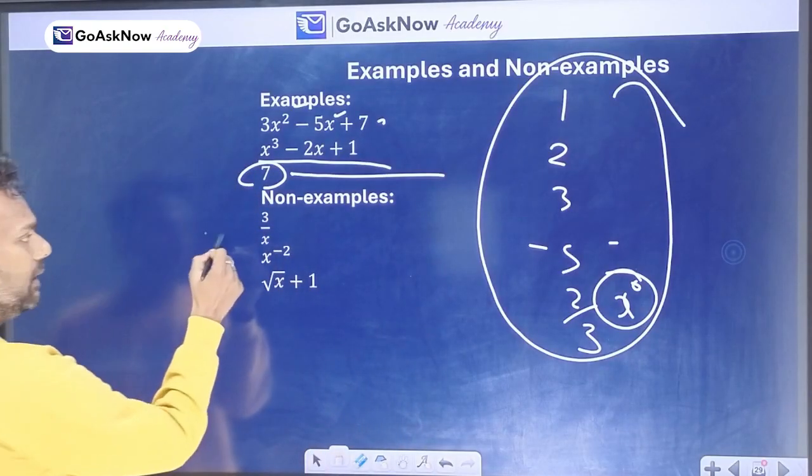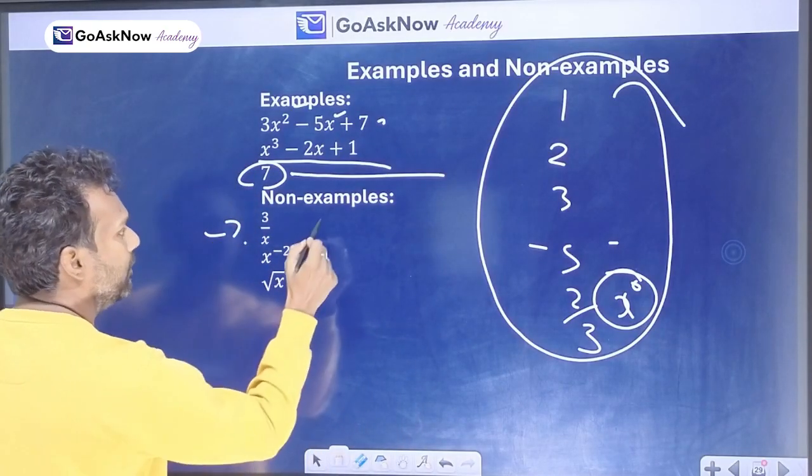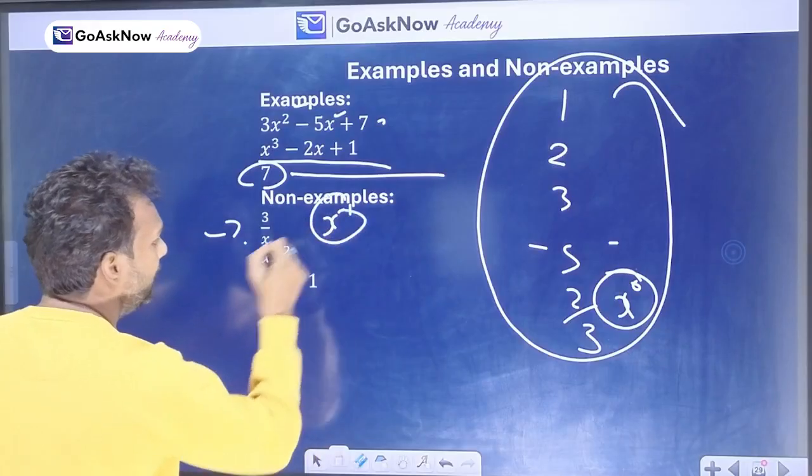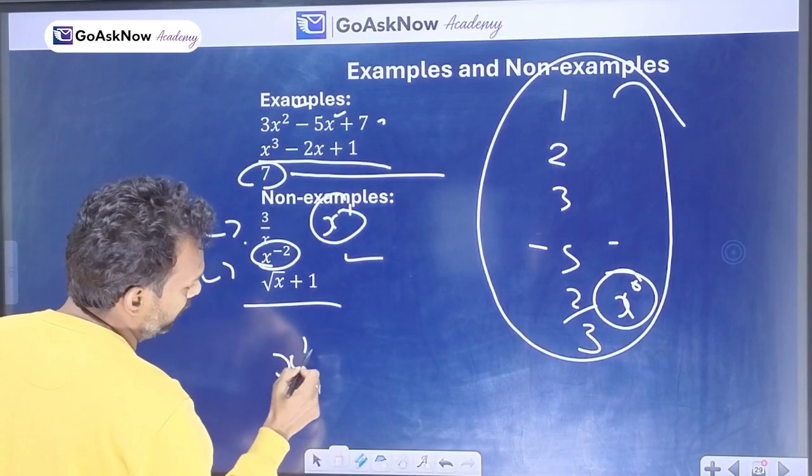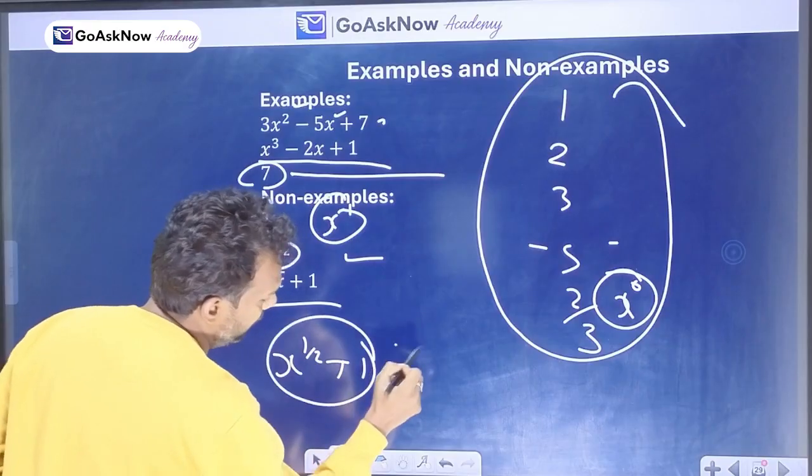Non-examples. 3 by x is not a polynomial because it is x to the power minus 1. x to the power minus 2 is not a polynomial, and x to the power 1 by 2 is not a polynomial.